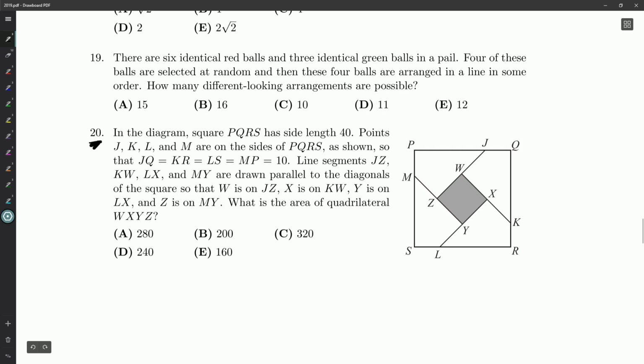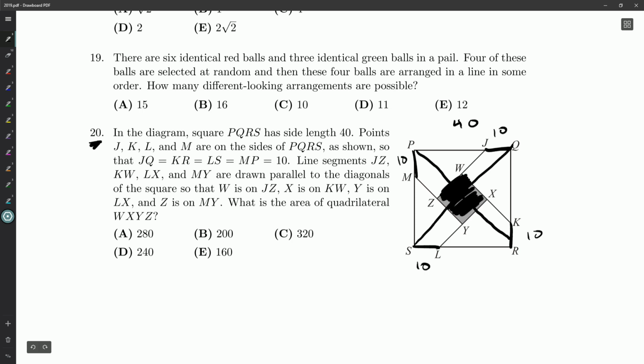In the diagram, square PQRS has a side length of 40. Points J, K, L, and M are on the sides of PQRS as shown, so that JQ is the same as KR, is the same as SL, is the same as MP, and these are all 10. Line segments JZ, KW, LX, MY are drawn parallel to the diagonals, so that W is on JZ, X is on K. What is the area of this quadrilateral in here?